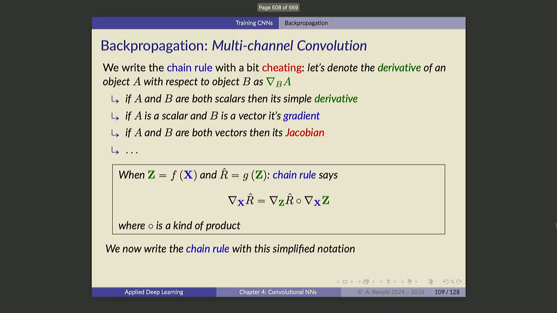And if you do this, then you can now write down the chain rule. So you could say, if, for instance, I have r hat, which is coming from one tensor z, and that tensor z itself is coming from another tensor x, then the gradient of r hat with respect to x is the gradient of r hat with respect to z times, and this multiplication you need to figure out what it is, the gradient of z with respect to x. And again, I'm misusing this notation to just show any first order derivative.